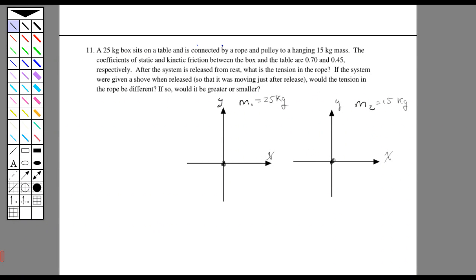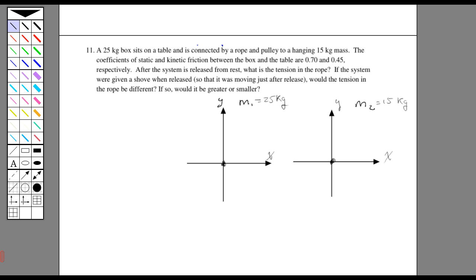Alright, here is the solution to question 11 on Newton's Law practice problems. So what we have is a 25 kilogram box on a table connected by rope and a pulley to a hanging 15 kilogram mass. We're given coefficients of static and kinetic friction, and we're asked to find the tension in the rope just after the system is released.